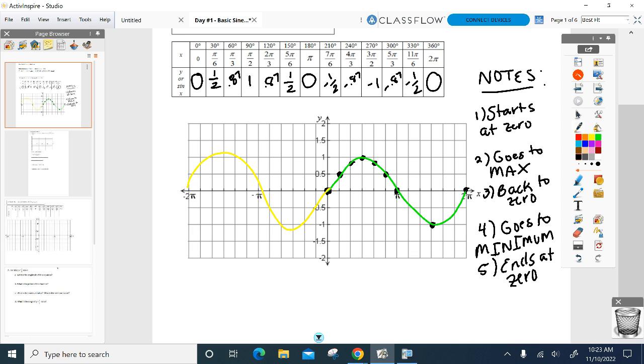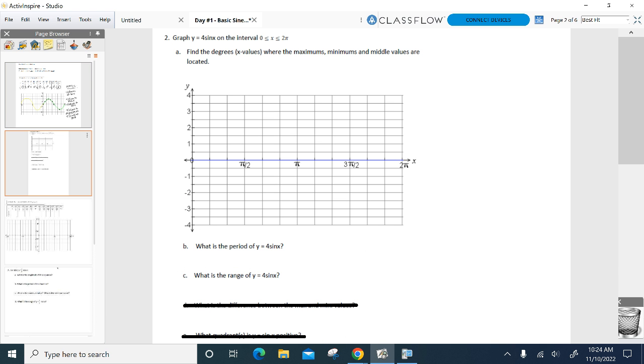This is for every sine curve we do. I do not want charts filled out. I will never require it. Here's what I'm going to require. You know it starts at 0, goes to the max, back to 0, to the min, ends at 0. Every sine curve we do will look like that. Any questions on the sine curve before I throw a little wrench into it?